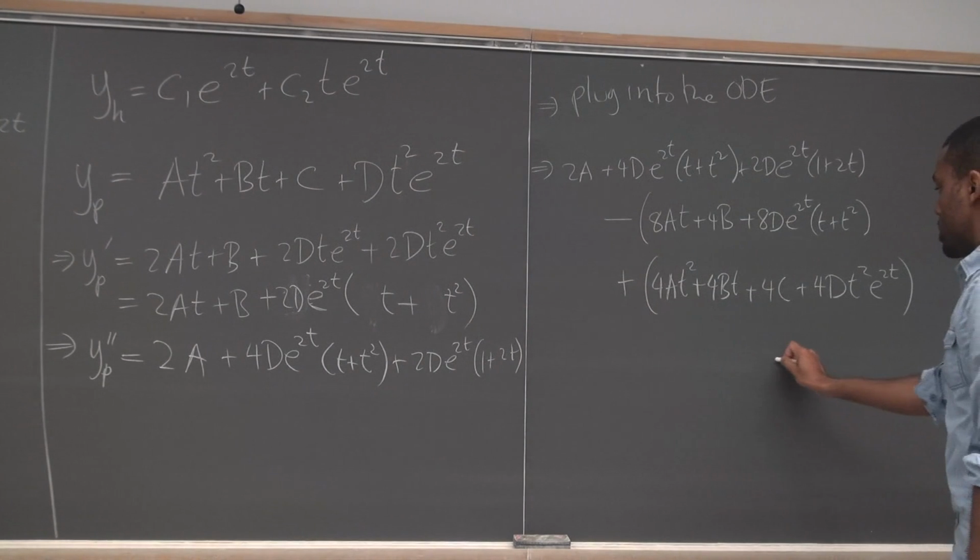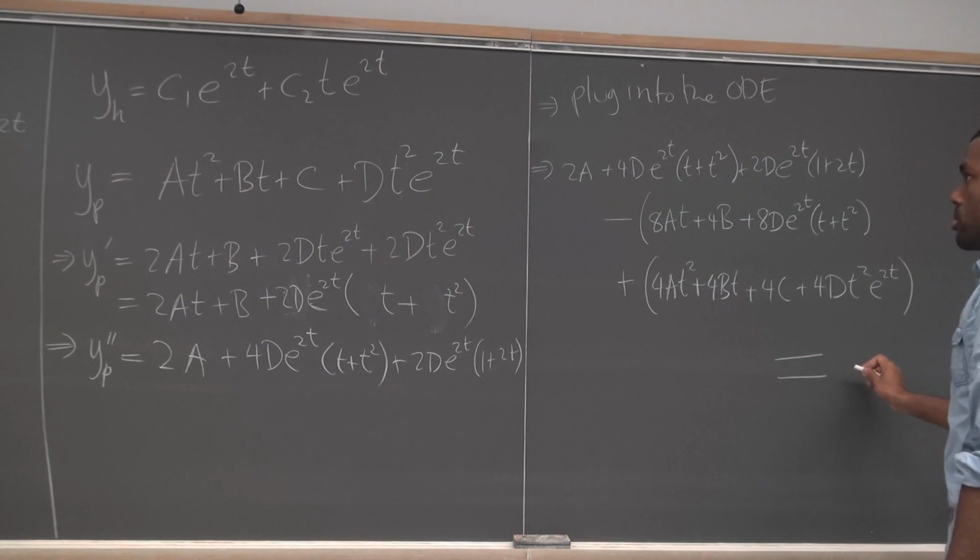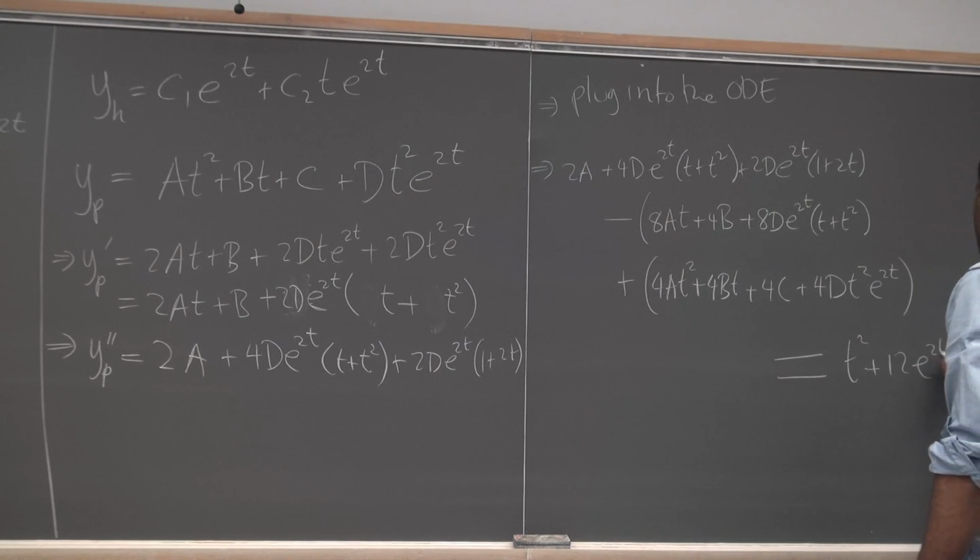And all of that is equal to t squared plus 12e to the 2t. Now, how do you think we proceed from here?